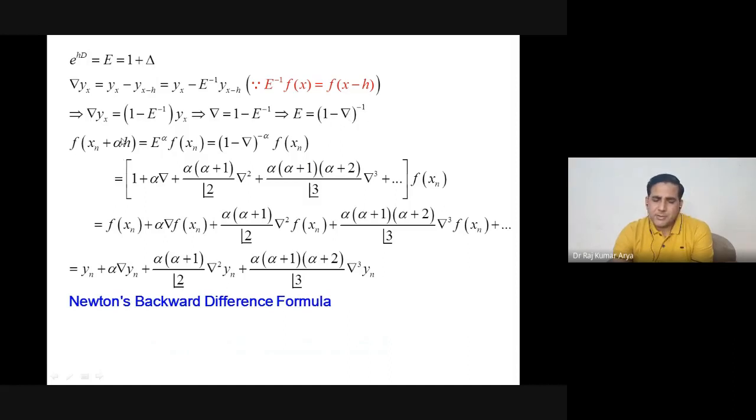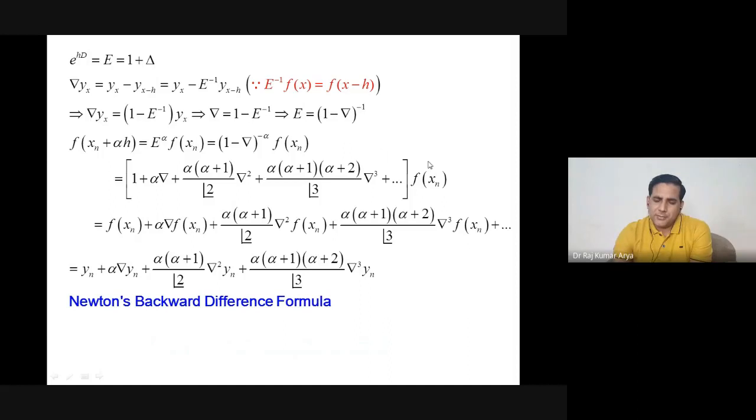Now we can write, because we want to calculate our function value at f of x n plus alpha h only. So this we can write in a similar way as we wrote for the previous one. So this is e to the power alpha f x n, and e is 1 minus of the backward difference to the power minus 1. Substitute here, and again you are expanding it, that means the expansion of 1 minus del to the power minus alpha. So this is the expansion of that.